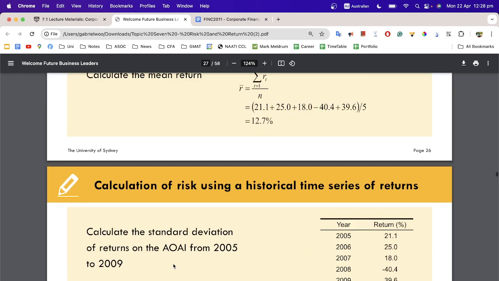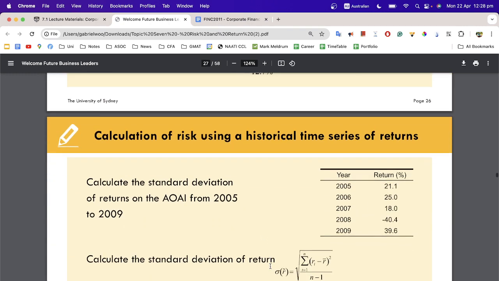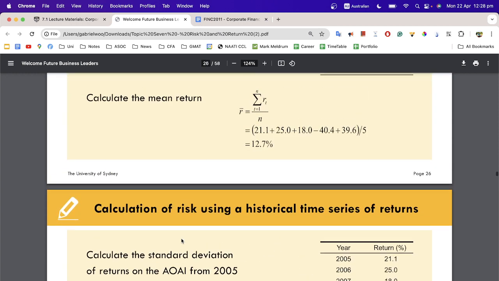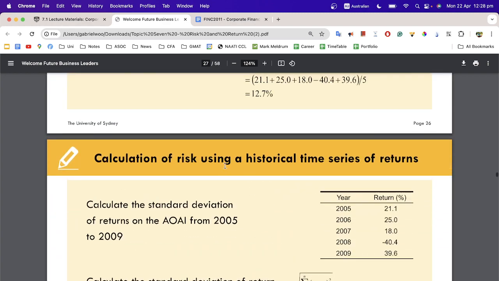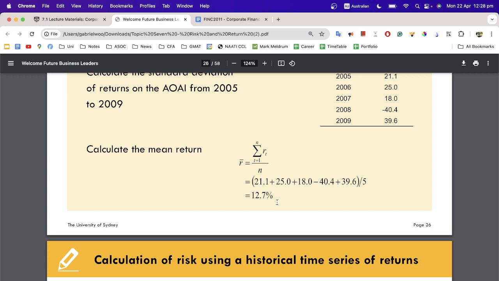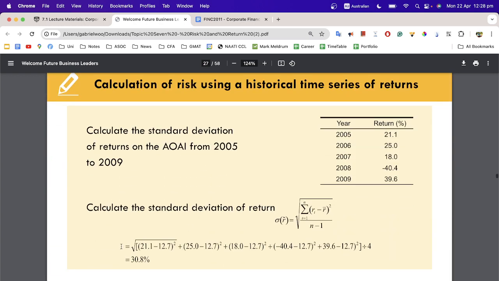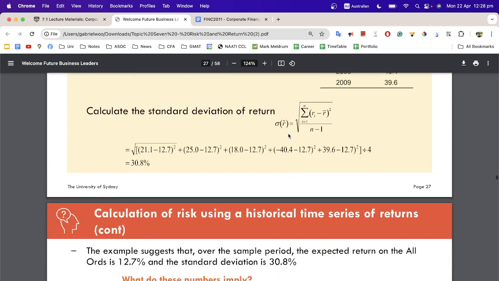Now, what does this tell us? So we have the mean return of 12.7%, and we have the standard deviation of 30.8%. So that tells us that 68% of possible outcomes, we can even project this into the future, lies within 30.8% of 12.7%. Okay, so either 30.8% above 12.7 or 30.8% below 12.7.